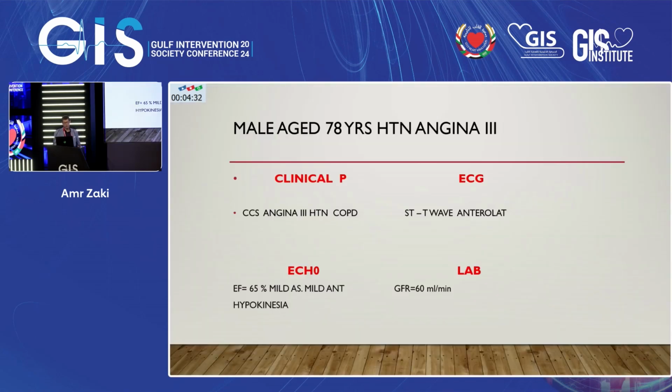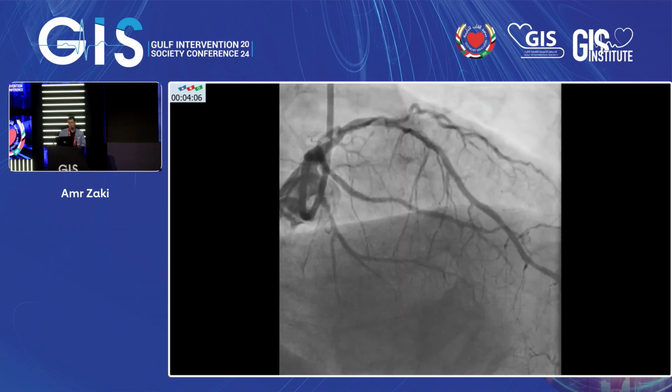The second case is also a male, aged 78 years old, with hypertension and angina class 3, but he has severe COPD. ECG showed ST changes in the anterolateral leads, echo preserved, and the GFR is normal, which is important with his age. The patient has been referred to surgery also, but he came to me because maybe there is a solution.